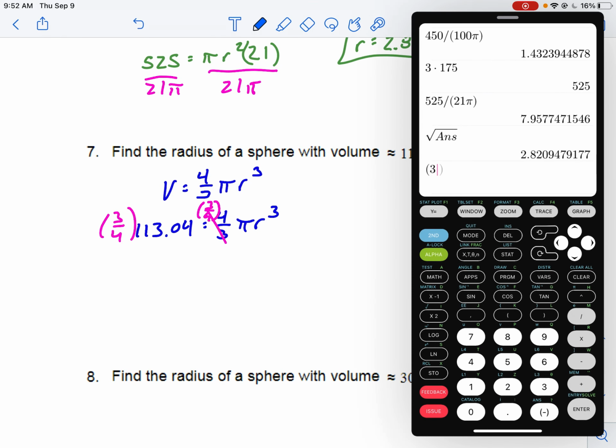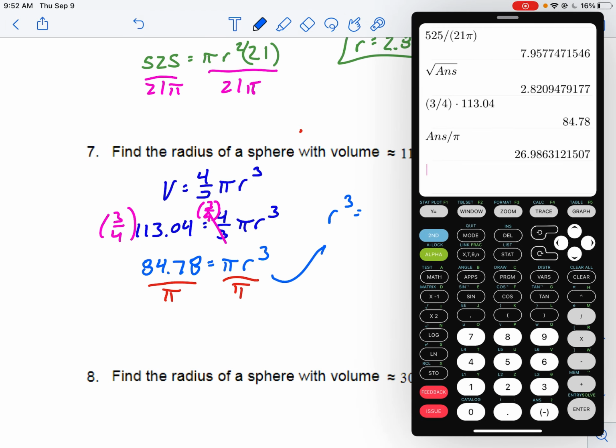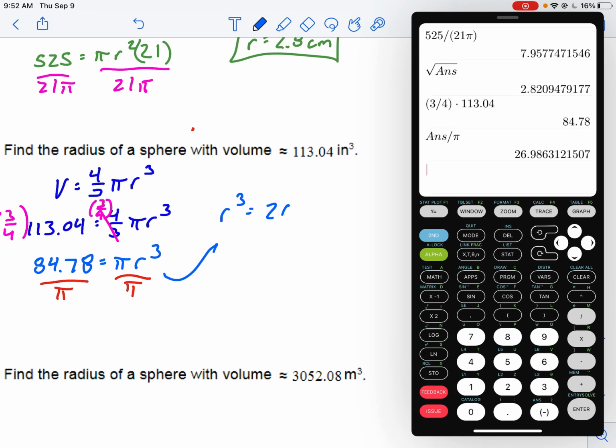Let's see, parentheses, 3 divided by 4, times 113.04. I get 84.78 equals pi times the radius cubed. Now I just divide by pi. And now this gives me my radius cubed. So we'll talk about that in a second. Let's see. So I'm going to divide by pi, and I get 26.98.